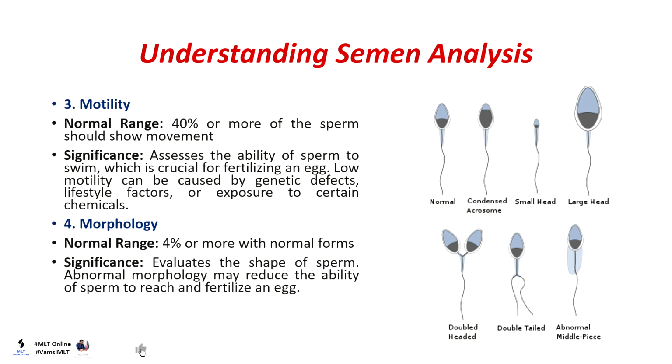4. Morphology. Normal range, 4% or more with normal forms. Significance, evaluates the shape of sperm. Abnormal morphology may reduce the ability of sperm to reach and fertilize an egg.